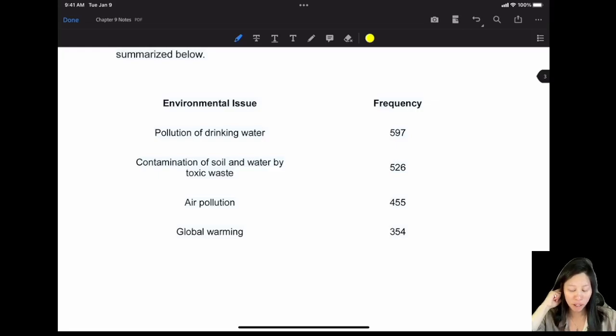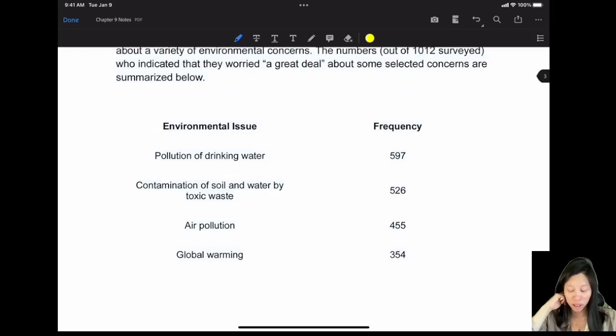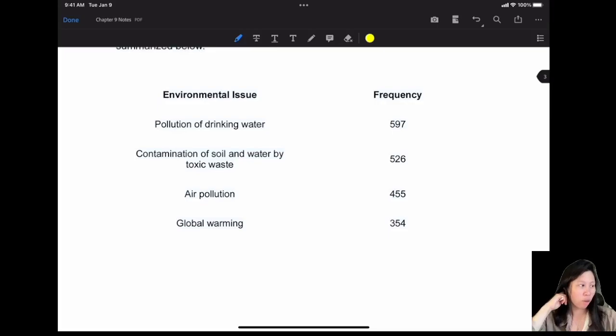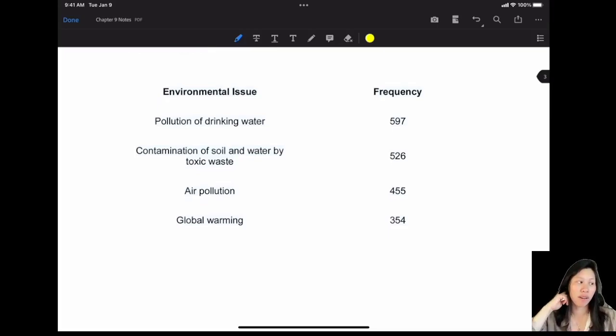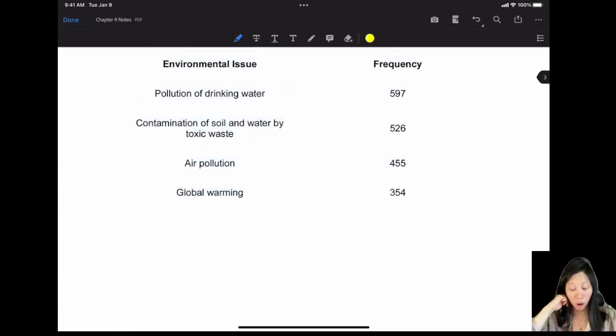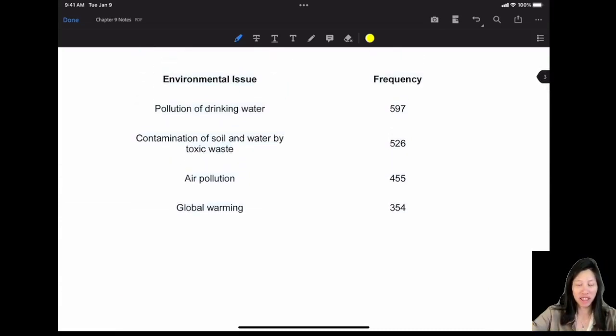And then contamination of soil and water by toxic waste. There are 526 people worried about that. And then another 455 people worried about air pollution. And only 350 people out of 1,012 people worried about global warming. So the data could be shown graphically in a bar graph. So let's try to make a bar graph on our Excel sheet.